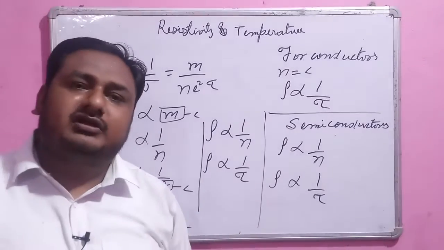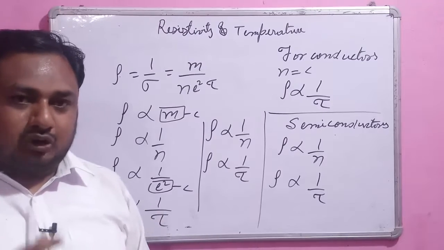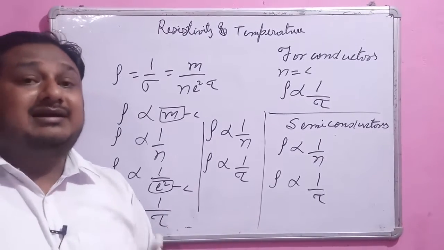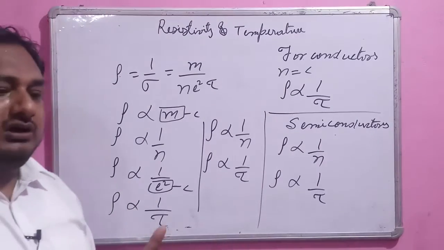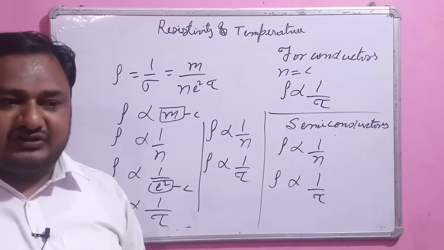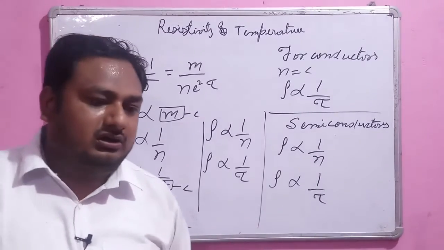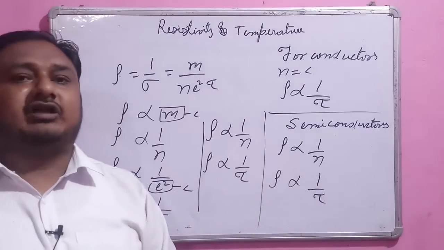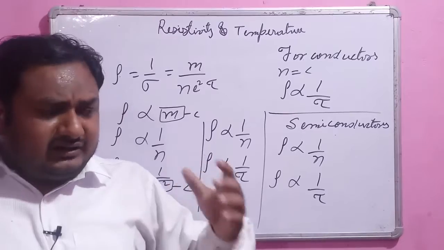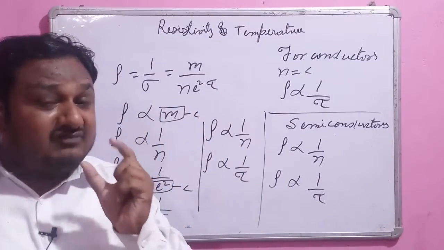Now suppose you increase the temperature of a conductor, what will happen? The collisions of the electrons will be more frequent and more random, and it will take less time, because whenever you increase the temperature, there is a greater number of collisions, as the electrons move with higher energy. So we can say that if we increase the temperature, the relaxation time will decrease.